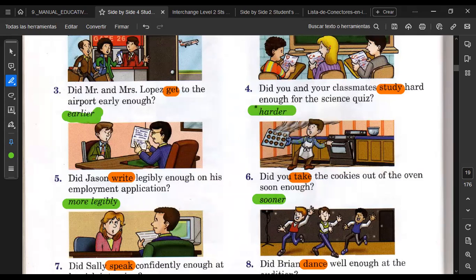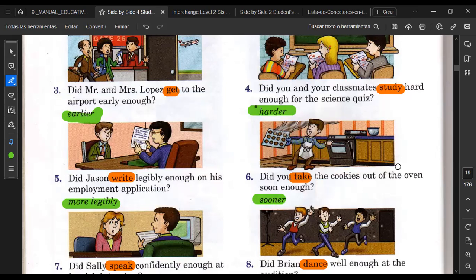Did you and your classmates study hard enough for the science quiz? I don't have this answer, but let me. Sure, no problem. Sería con we. No, we didn't. We should have studied harder. Okay, excellent, very good, right?